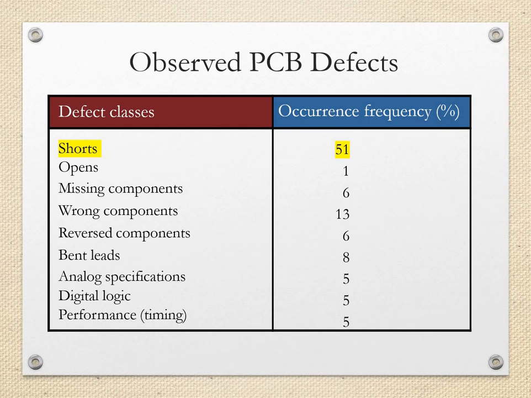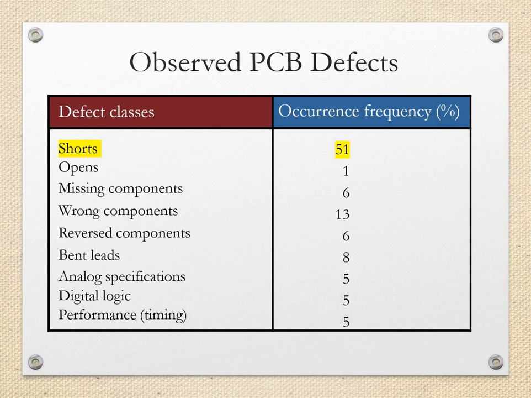If you observe the different defects in the layout and categorize them, the different defect classes are shorts in the layout or some opens, missing component, wrong component, reversed components, bent leads, analog specification variation, digital logic change, or the performance in terms of timing. And the defects due to these classes with their frequency of occurrence are given.